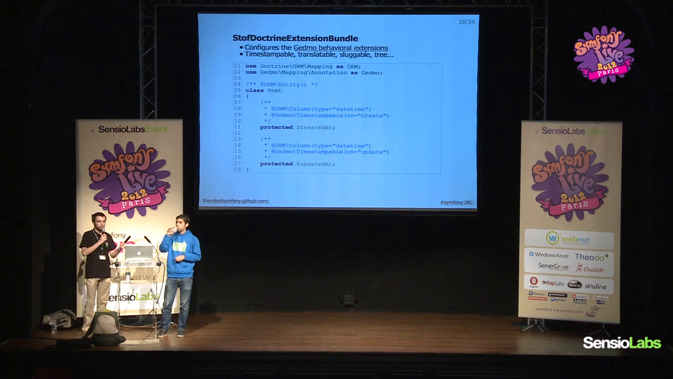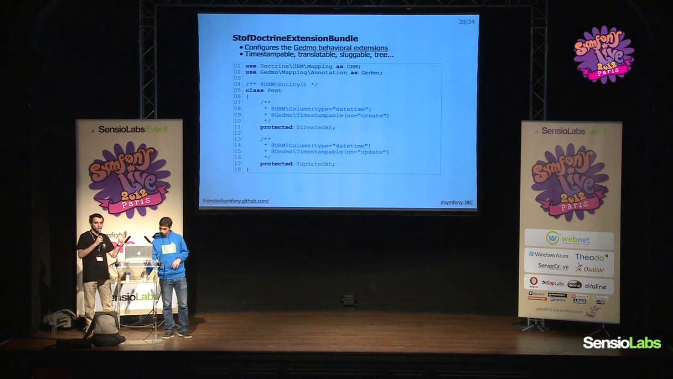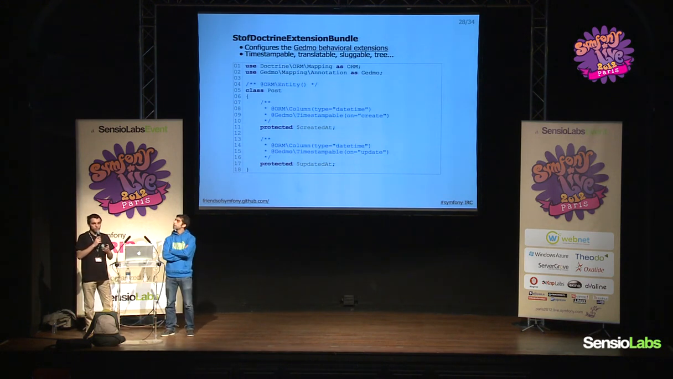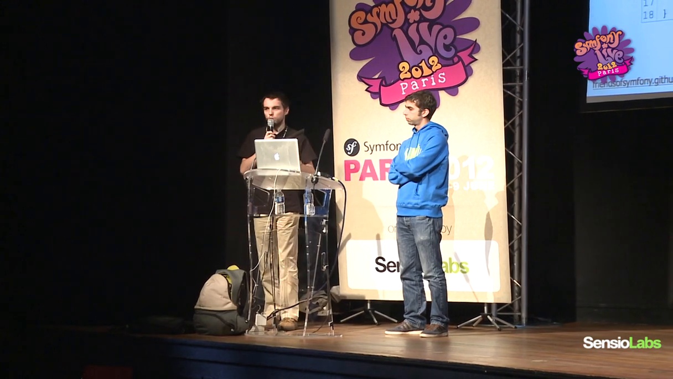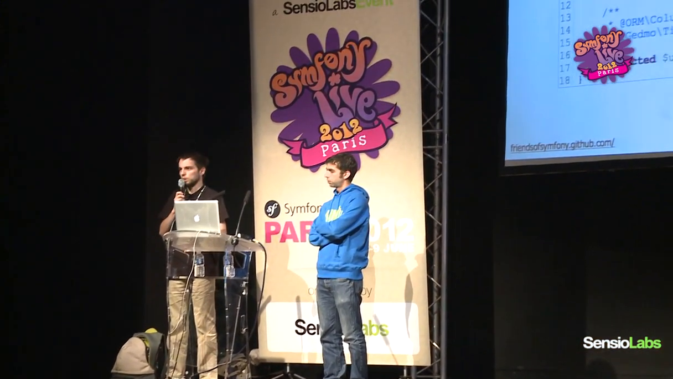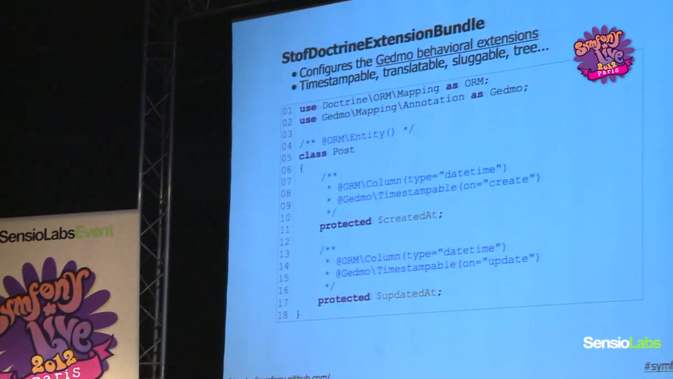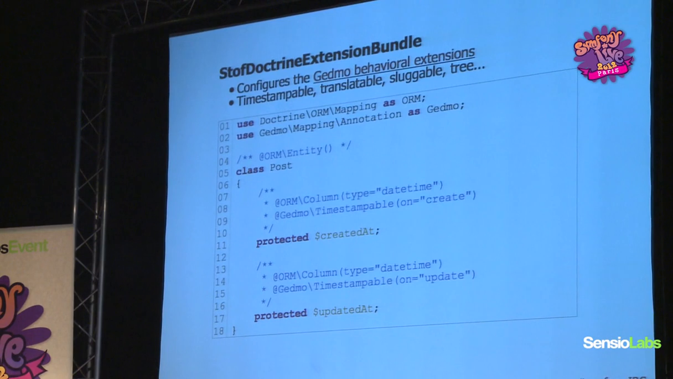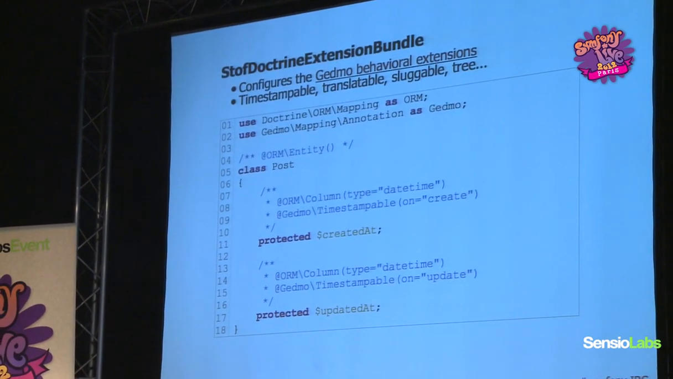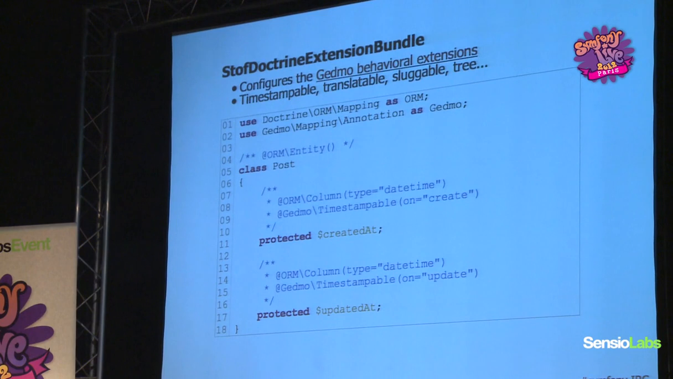Okay, so another one is the Stof Doctrine extension bundle. Many people coming from Symfony 1 and Doctrine 1 were complaining that behaviors were gone in Doctrine 2. So there are the behavior extensions written by Jonathan Wage and Gediminas Morkevicius from KNP Labs. Several extensions, so timestampable, translatable, sluggable, tree, and a few more. And the bundle is mostly about configuring them in the Symfony project. It does not provide any logic.